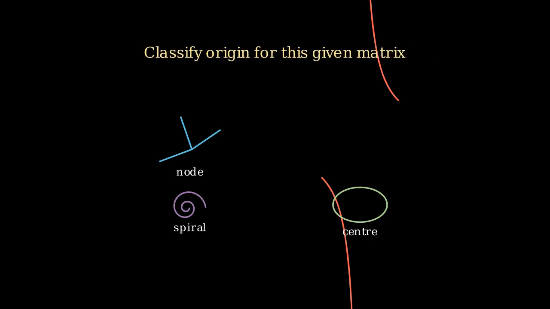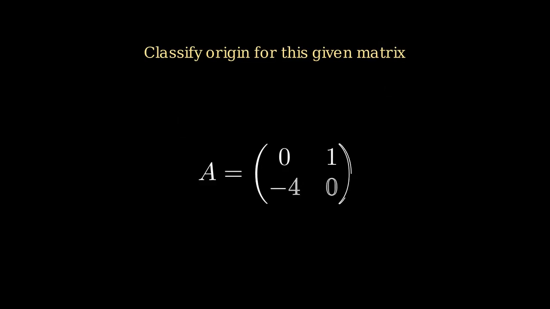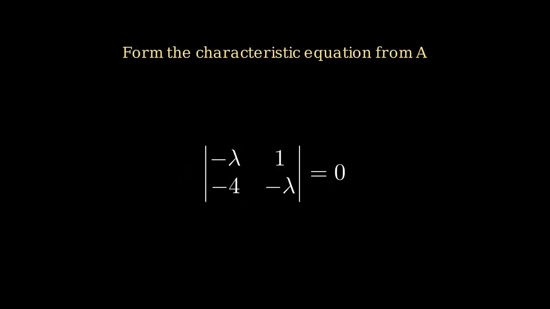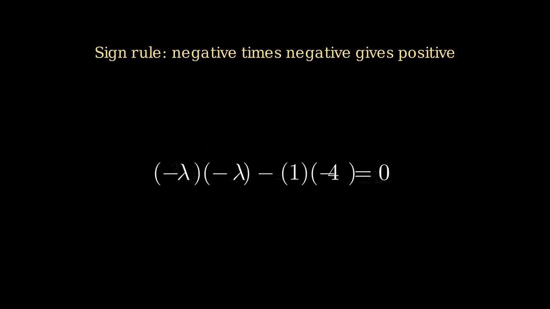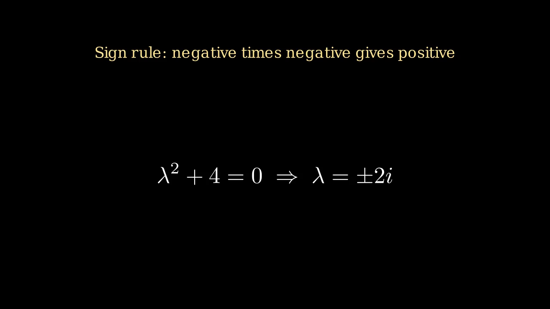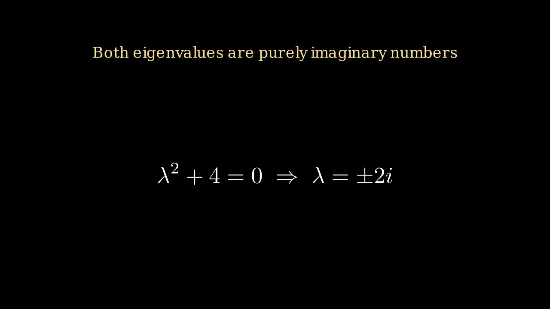Let's classify the origin for a system whose matrix has rows 0, 1, and -4, 0. To find the eigenvalues, we form the characteristic equation from this matrix. Working through the characteristic equation, we get eigenvalues equal to +2i and -2i. Both eigenvalues are purely imaginary with no real part at all.